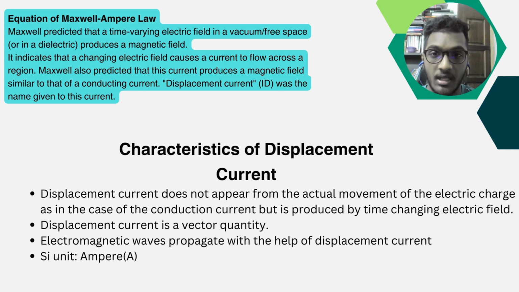Displacement current was the name given to this current, and the characteristics of displacement current are that it does not appear from the actual movement of electric charge as in the case of the conduction current, but is produced by the time-changing electric field. Displacement current is also a vector quantity and its SI unit is ampere. Electromagnetic waves propagate with the help of the displacement current.